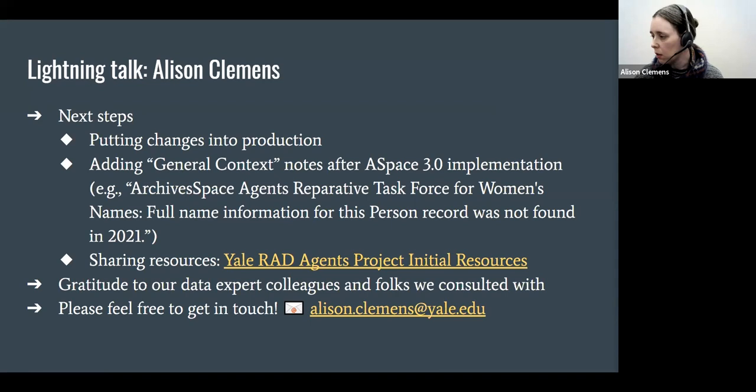That's the resources page that I just spun up in preparation for this forum. And I just want to mention, again, the gratitude to our data expert colleagues here at Yale and the folks that we consulted with externally, including archivists and librarians at the National Library of Medicine, Columbia University Rare Book and Manuscript Library, Purdue University, New York University, and University of Tennessee.